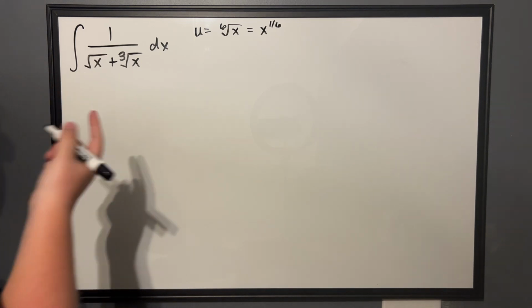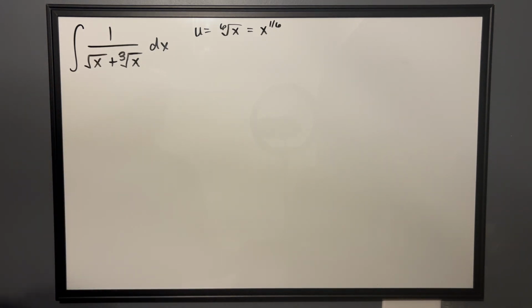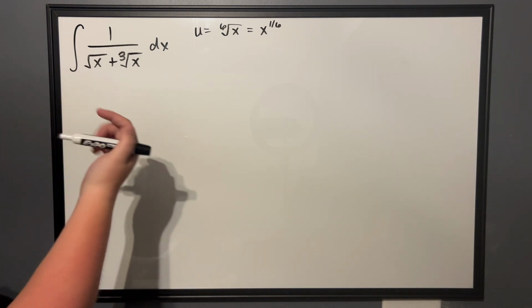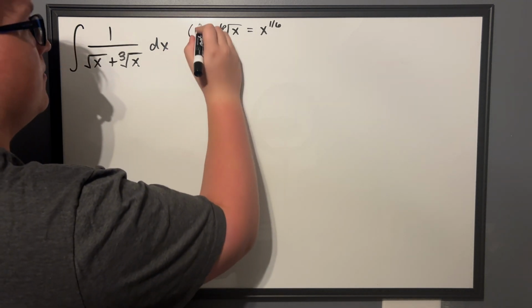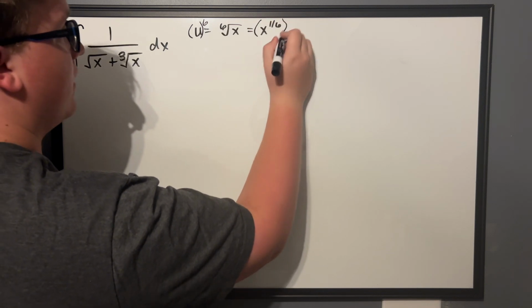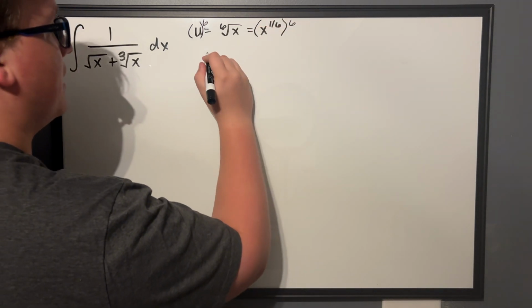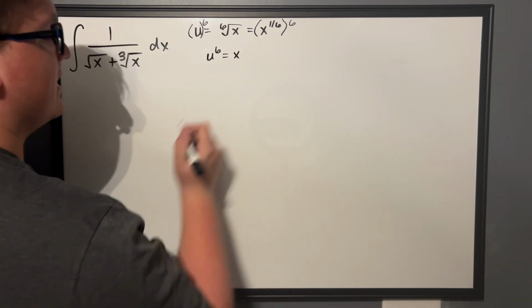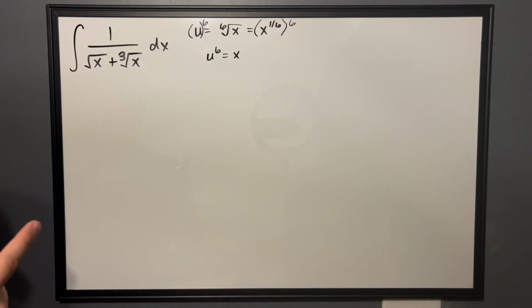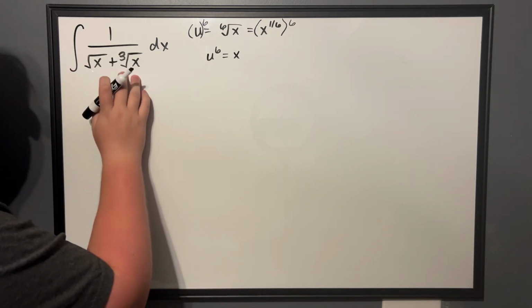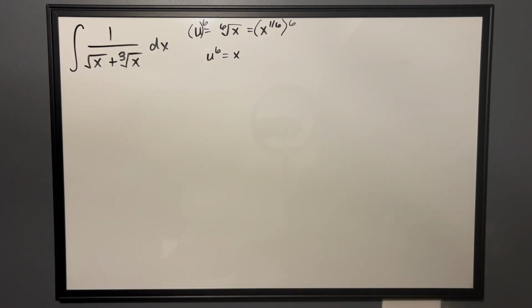Now, the reason we're doing this, and it may not be clear right now, is that we want to eventually substitute something in for x. So the way we can do that is we can raise both sides to the 6th power. And we'll get a solution in terms of x because these will cancel each other out. And we're going to get u to the 6th is equal to x. Now this is helpful because now we can put u to the 6th under the square root and under the cube root, and we're going to get a whole number power.